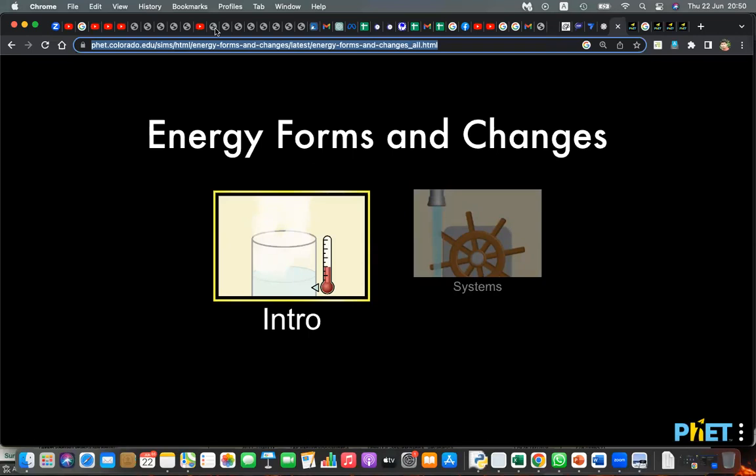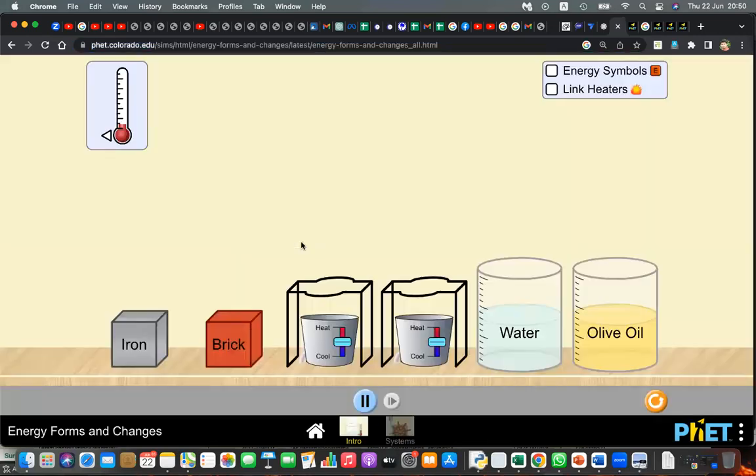Okay, I hope that it is loaded now. Let's go to the introduction. And you can see different things here, right? So I'm just referring to the introduction first. And you have iron, brick, water, olive oil, energy symbols. You can display like this. You can link heaters. You can display.